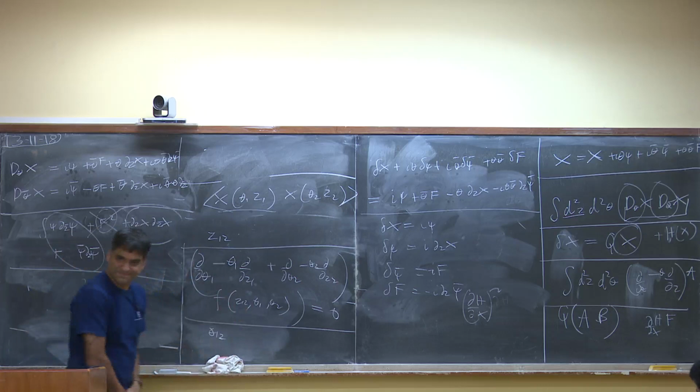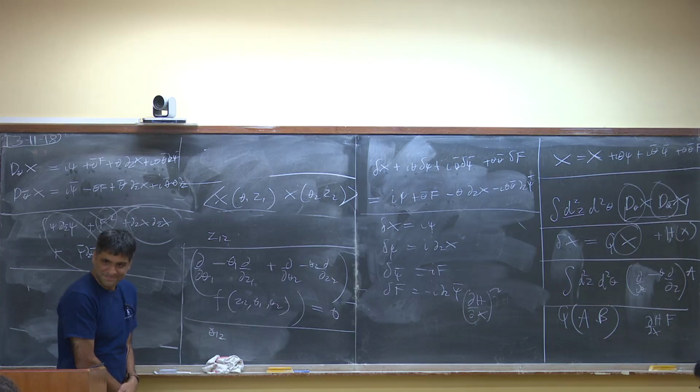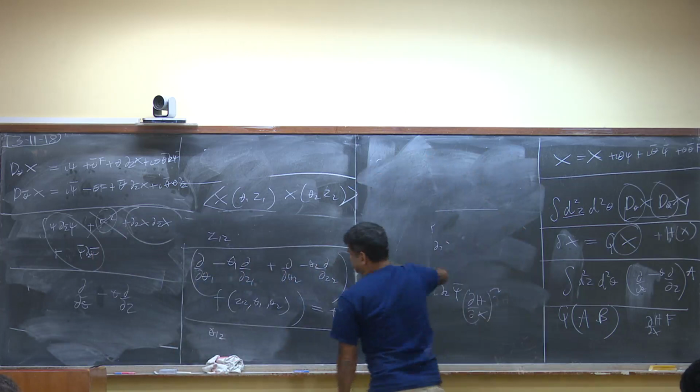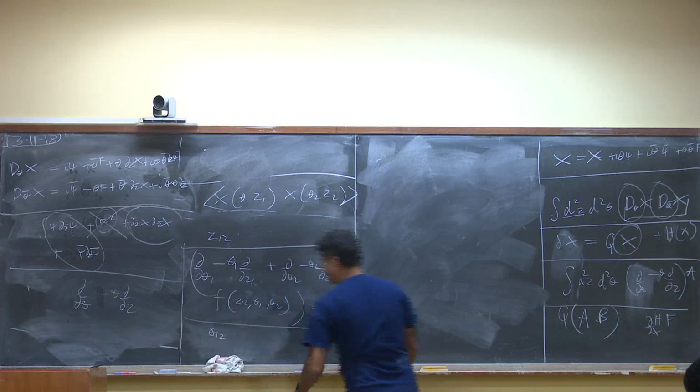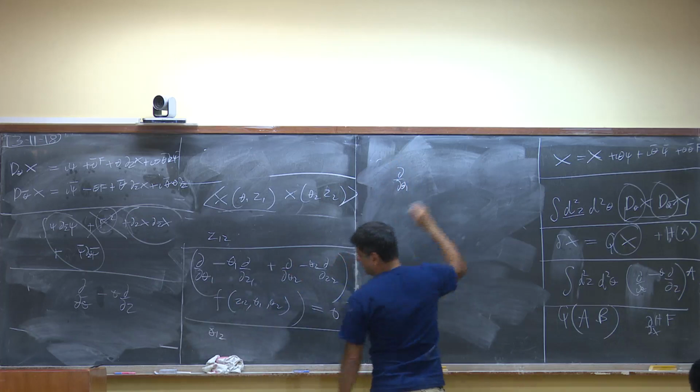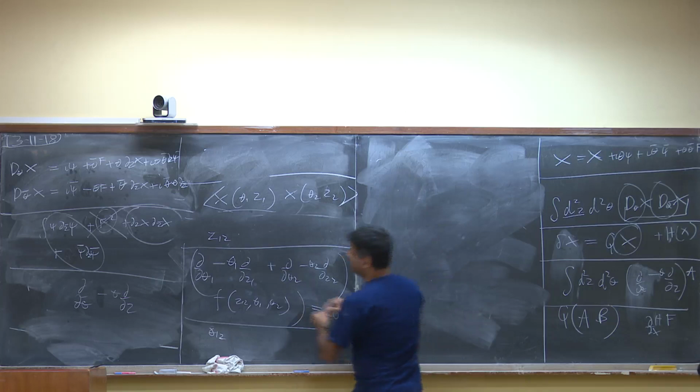But now suppose there's also z1,2 dependence. Can we find a more interesting solution? Yes, we can, and I'm going to show you how that goes. So let's just work this out. Let's just act with this thing on... I'll just give you the answer and then we'll check that it's the answer.